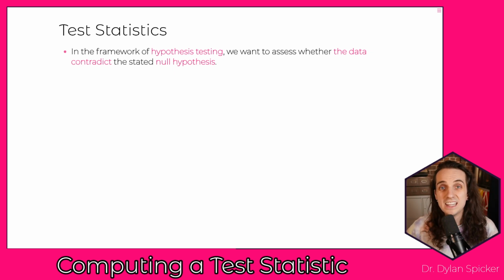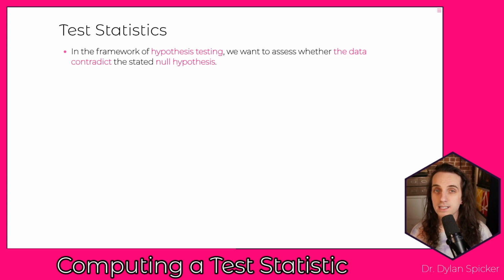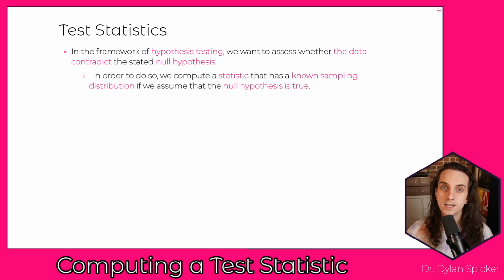Well, in the framework of hypothesis testing, our ultimate goal is to assess whether the data contradict our stated null hypothesis. So we want to see, do the data that we've collected seem to support the null hypothesis? Do they seem likely if the null hypothesis were true? Or are they in contradiction with this null hypothesis? And in order to do so, what we actually do is compute a statistic that has a known sampling distribution if we assume that the null hypothesis is true.